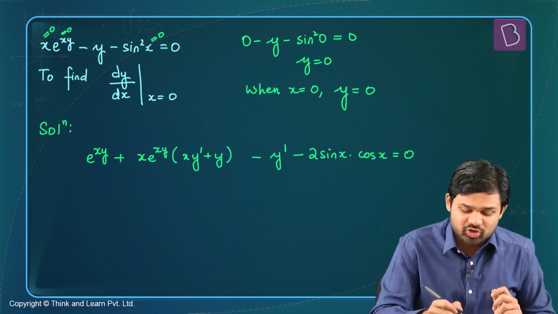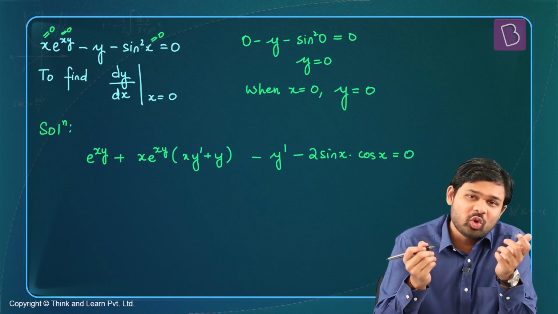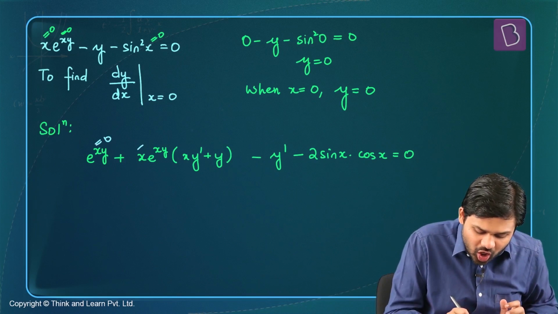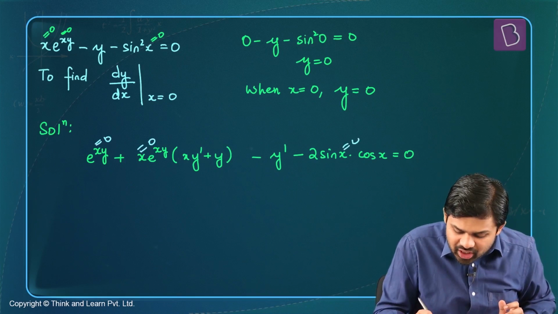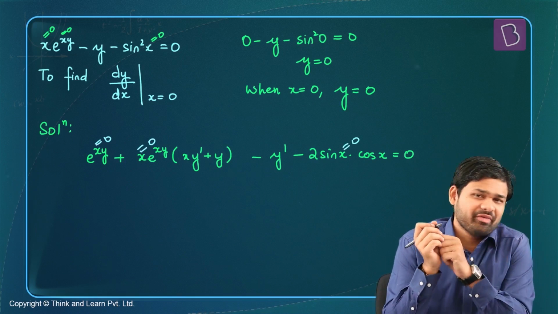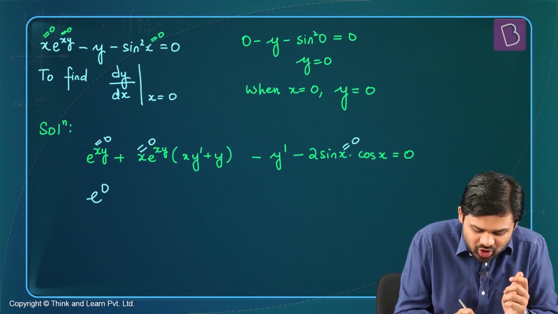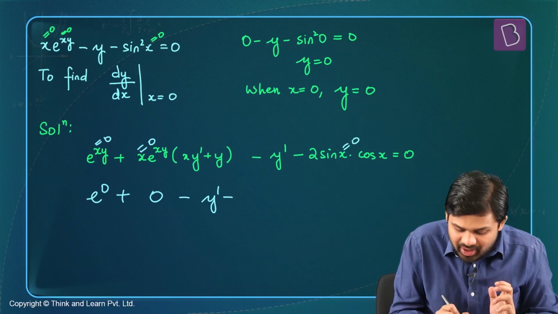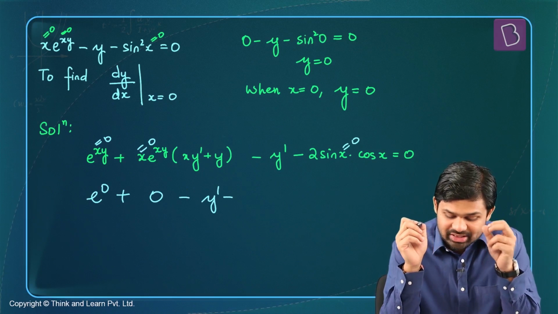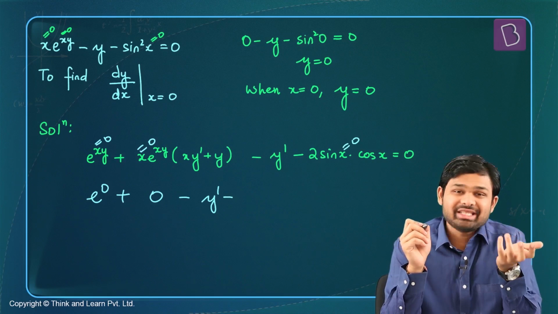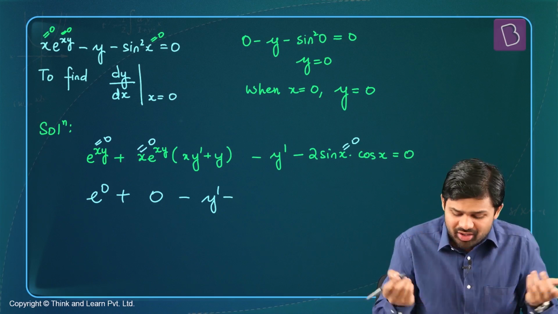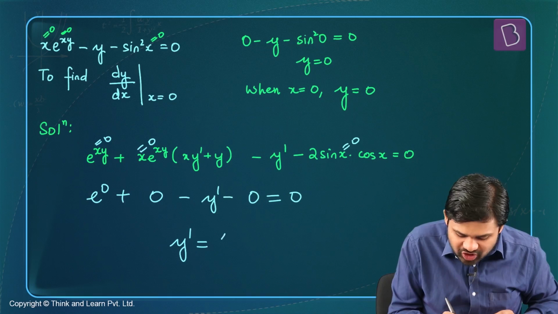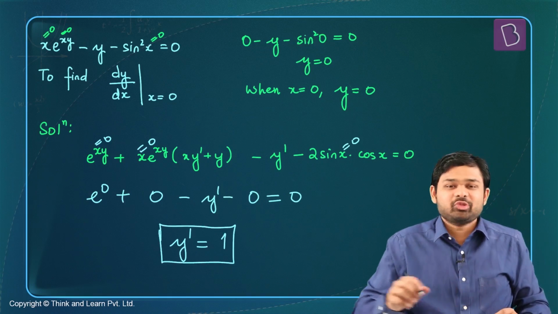So plug in the value of x equal to 0, y equal to 0. In fact, if you notice, we never needed to find the value of y, because the moment you put x equal to 0, a lot of terms automatically vanish. When you put x equal to 0, the product xy becomes 0. So you have e to the power 0, which is 1, plus 0. I'm not even interested in anything else. Minus y dash minus 2 sine 0 cos 0. Since sine 0 is 0, cos 0 doesn't matter, so I get another 0 equal to 0. So my y dash is e to the power 0, which is 1. So the correct answer to this question is y dash equal to 1.